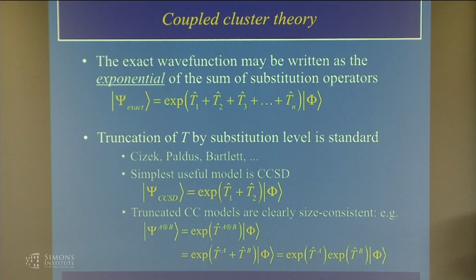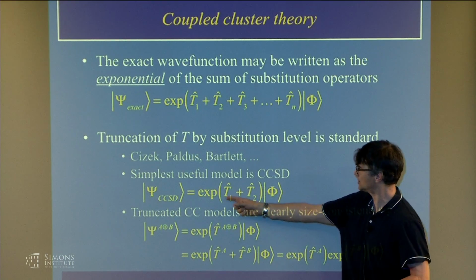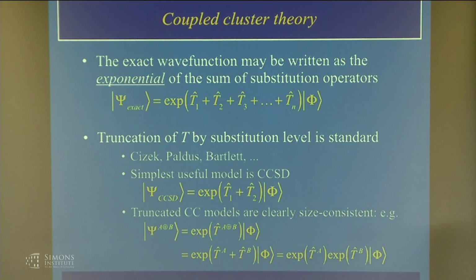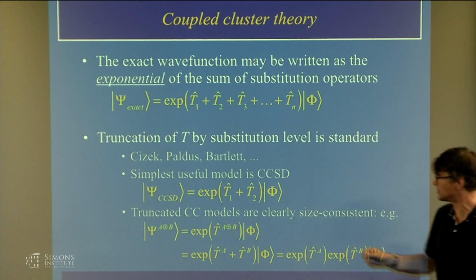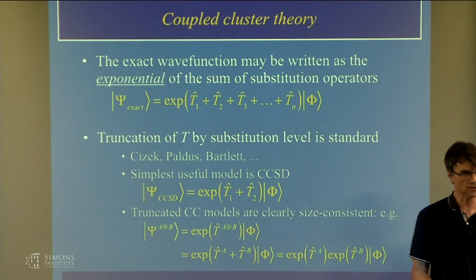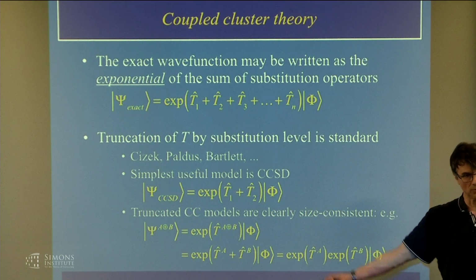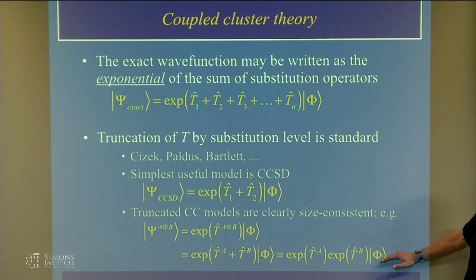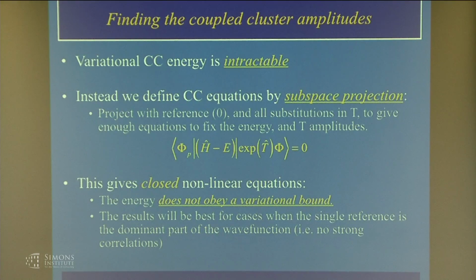And you can see that if I truncate at singles and doubles, and I have the exponential here, I'm getting an accounting of triples and quadruples. So for instance, T2 squared is the interaction of the double on one system with the double on another system. That's where size consistency and therefore energy additivity comes from. So this is really a good thing to do and is what we do.